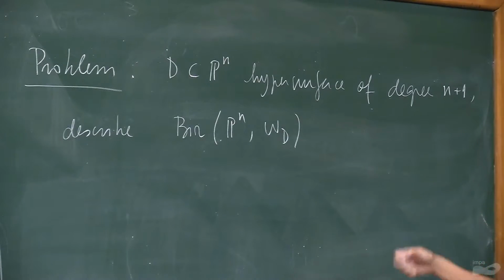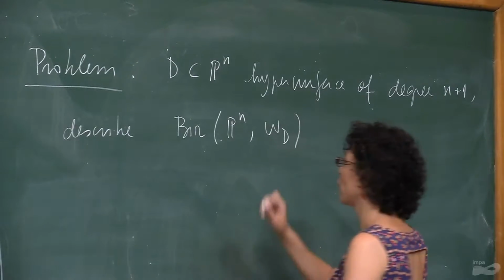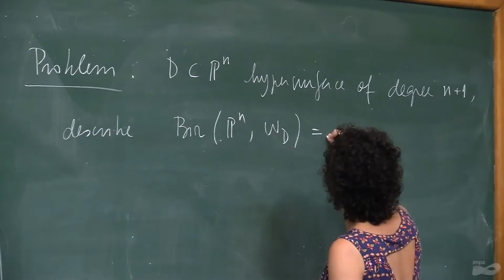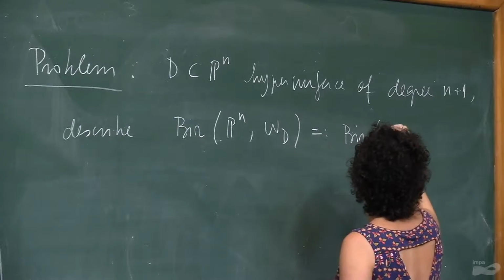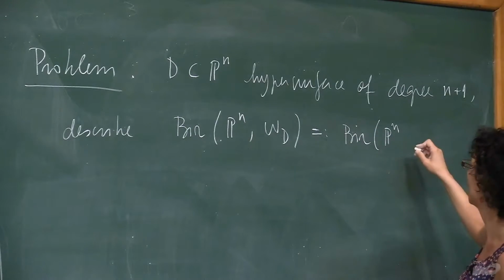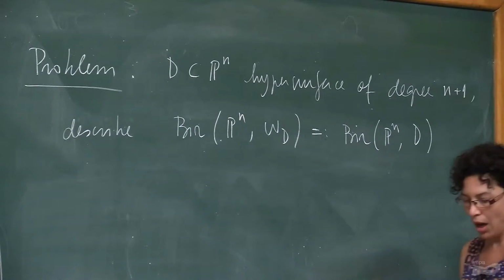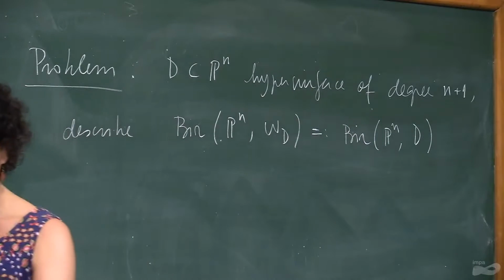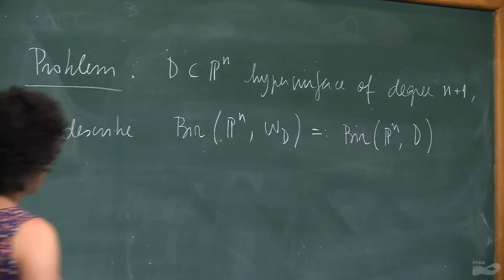So by that I mean that if you have the coordinate functions of your Cremona map, you substitute them in the form, and you want to get the form itself. So for simplicity, I will just denote this by the special Cremona group. Now here I will just write D instead of writing omega D. Okay, so this is the problem, and let me now state the two theorems that we can prove at this moment.